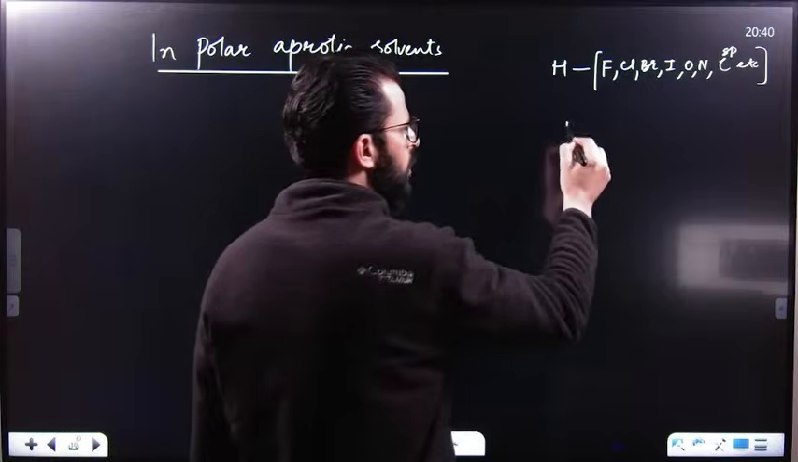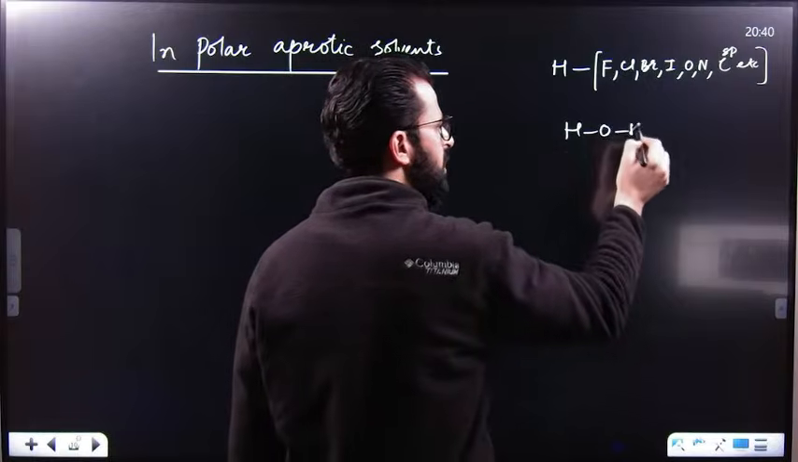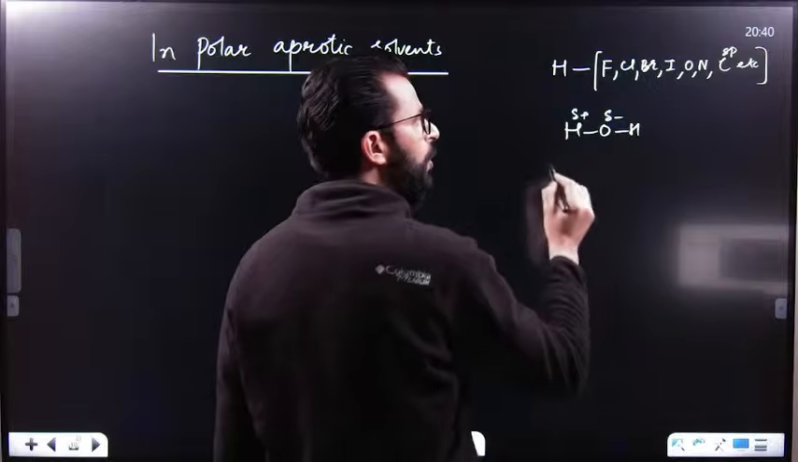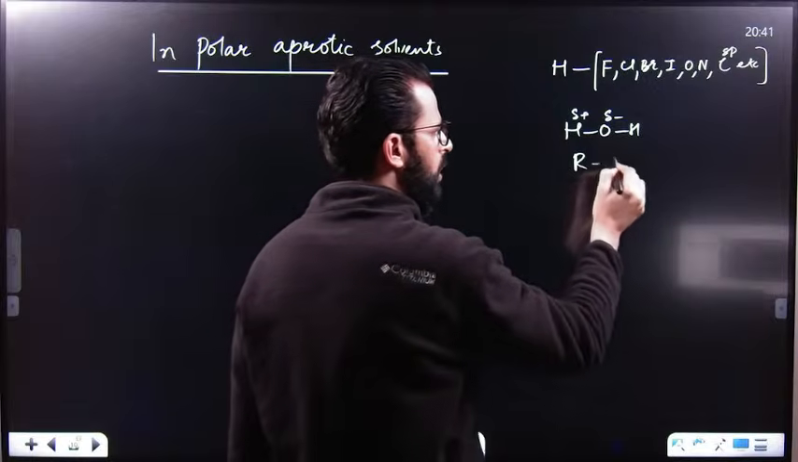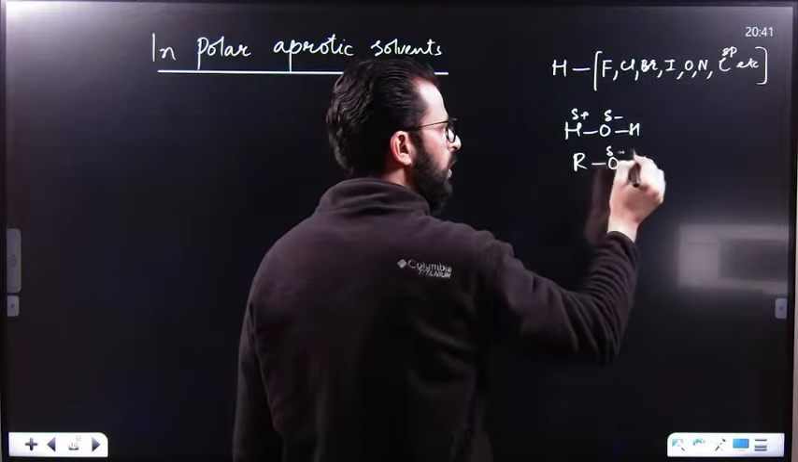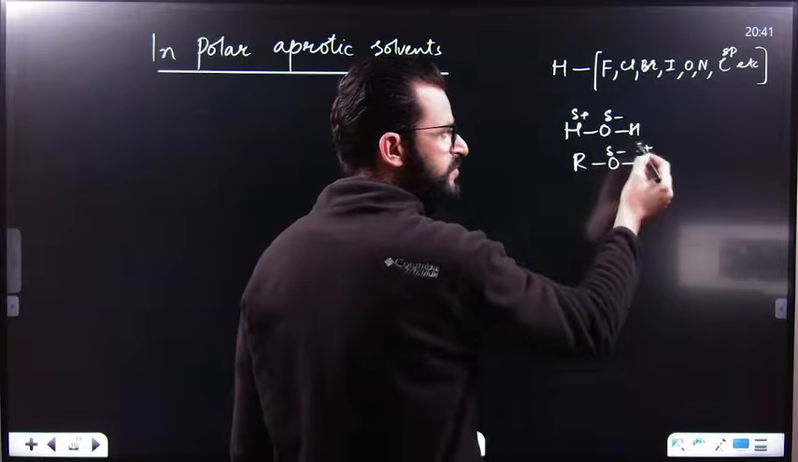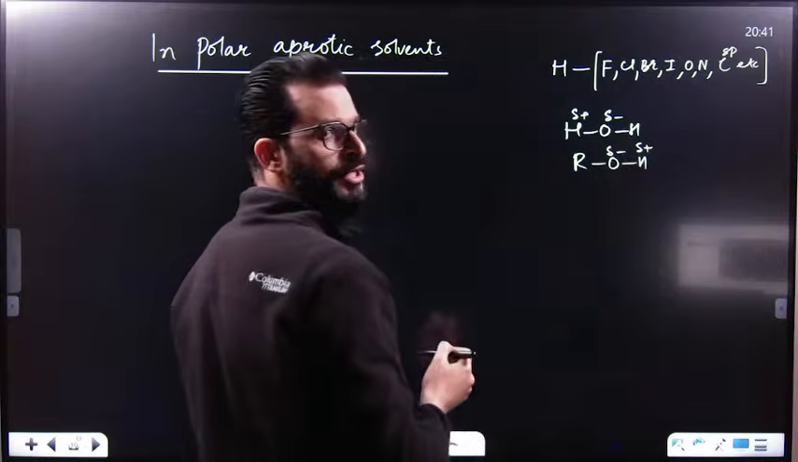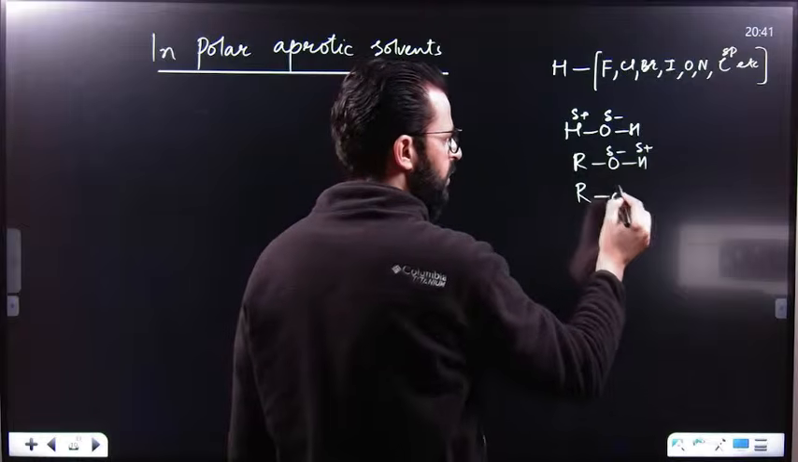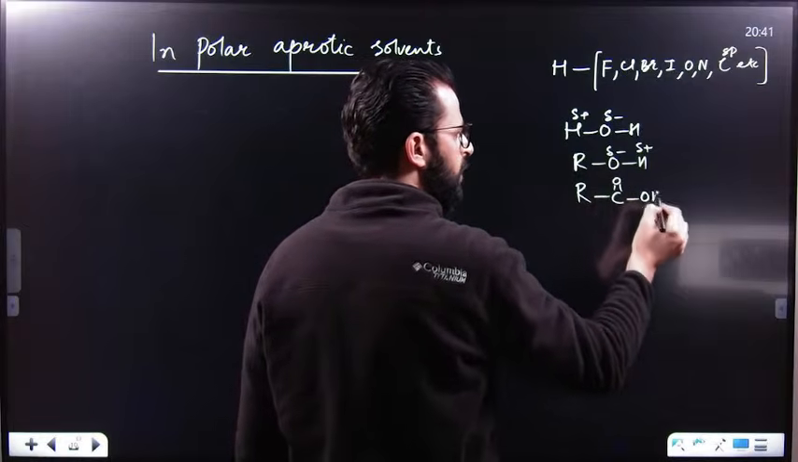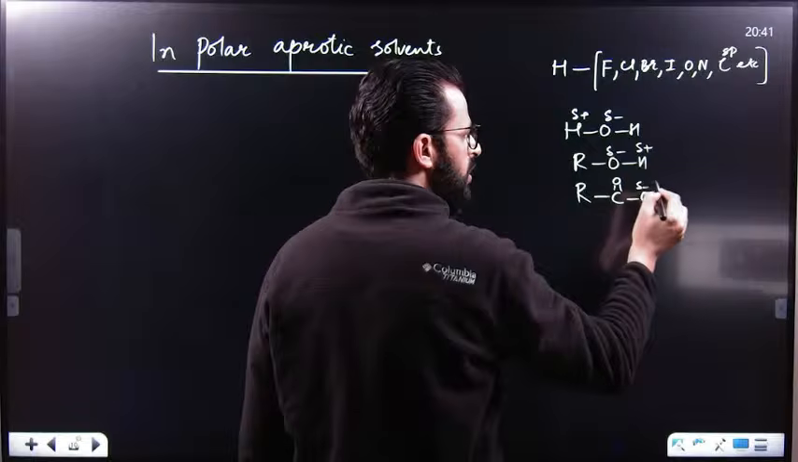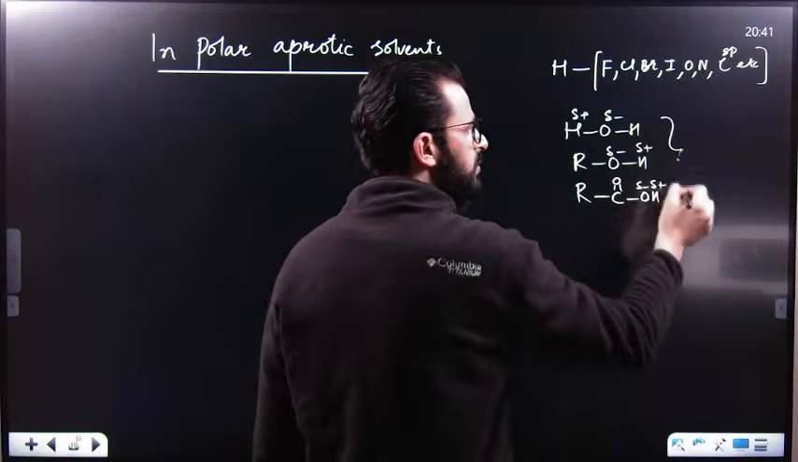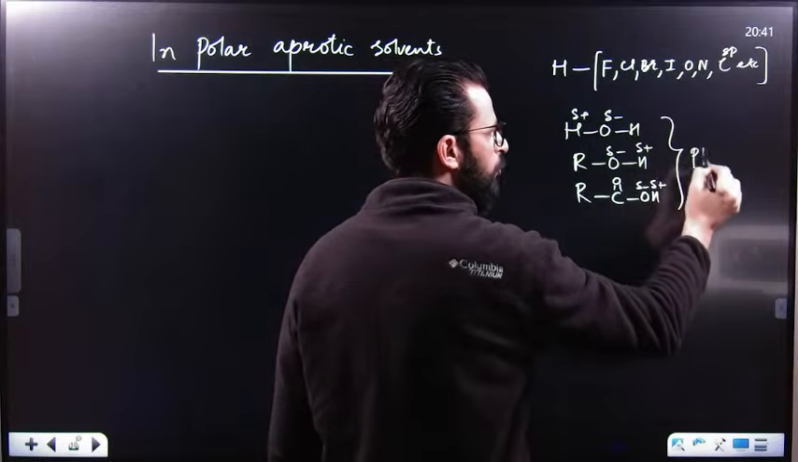Now have a look. If you have water, can you say this is a polar protic solvent? If you have alcohol, can you say this is polar as well as it can donate a proton? That means a polar protic solvent. Similarly, if you have RCOOH, can I say this is polar as well as it can donate a proton? So these are polar protic solvents.